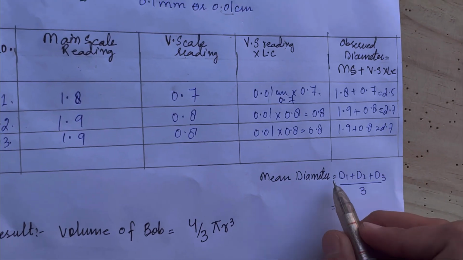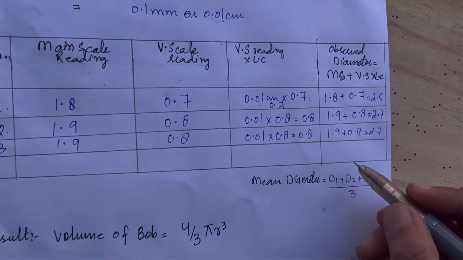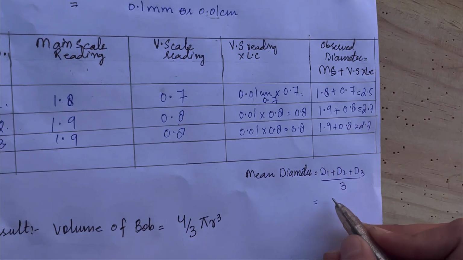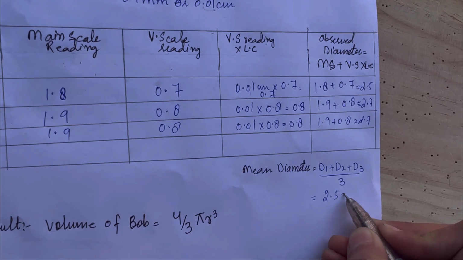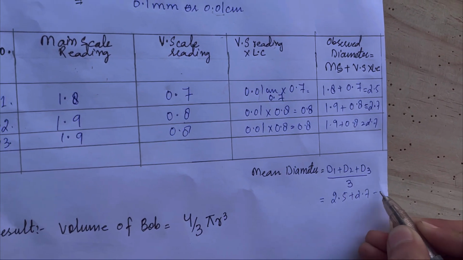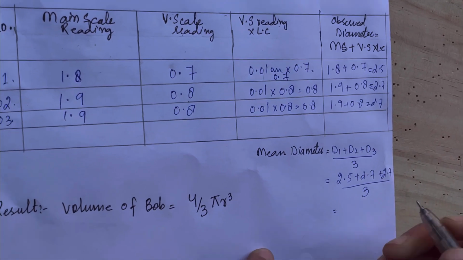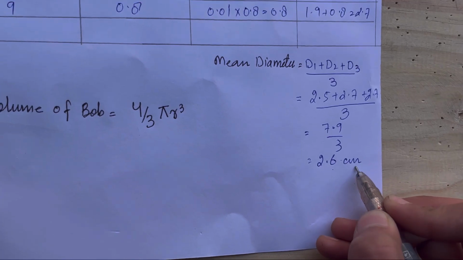Now we have to find the mean diameter. We will add all the observations and divide by the number of observations. So our diameters are 2.5 plus 2.7 plus 2.7 divided by 3. So our diameter is 2.6 centimeter.